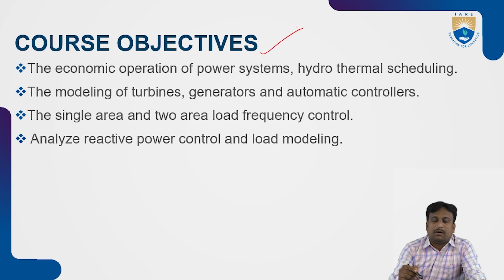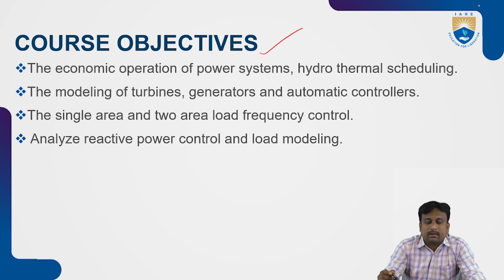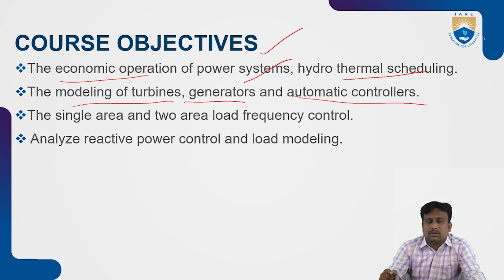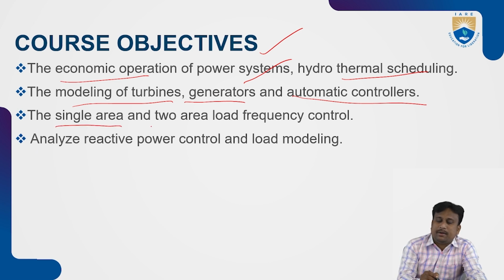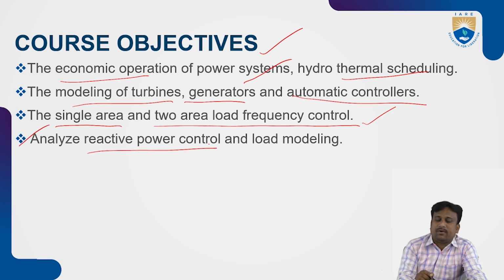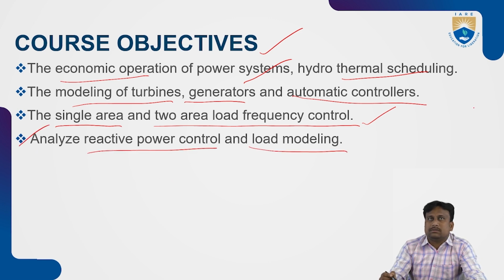Coming to course objectives, the main course objectives designed here are economic operation of the power system network, which will be mingled with hydrothermal scheduling, modeling of the turbines, generators, and automatic controllers. Here we will introduce single area and two area load frequency control systems. By this only we can obtain suitable efficiencies. At last we will analyze the reactive power control and load modeling process.